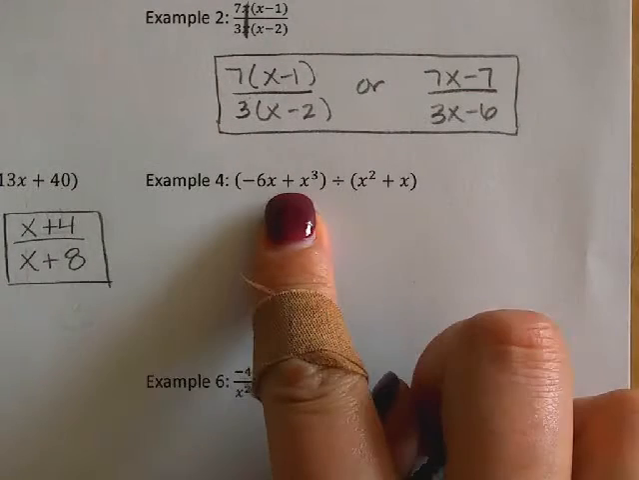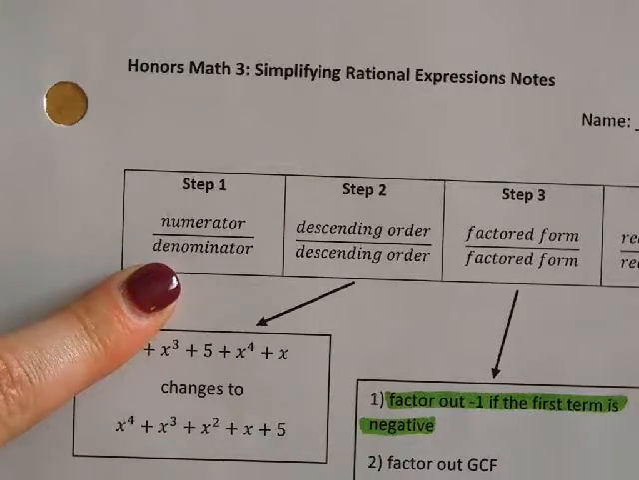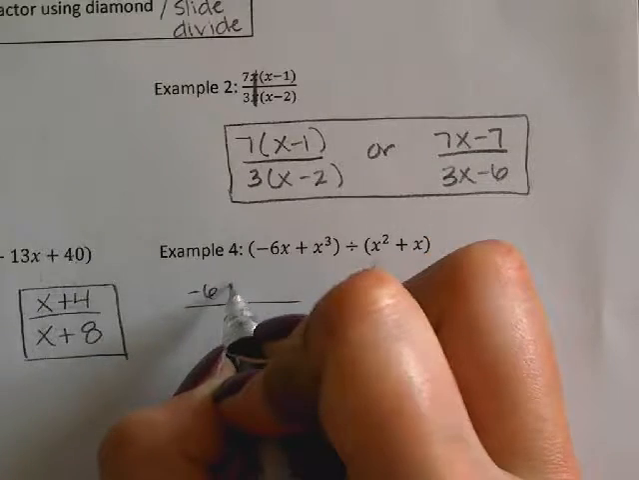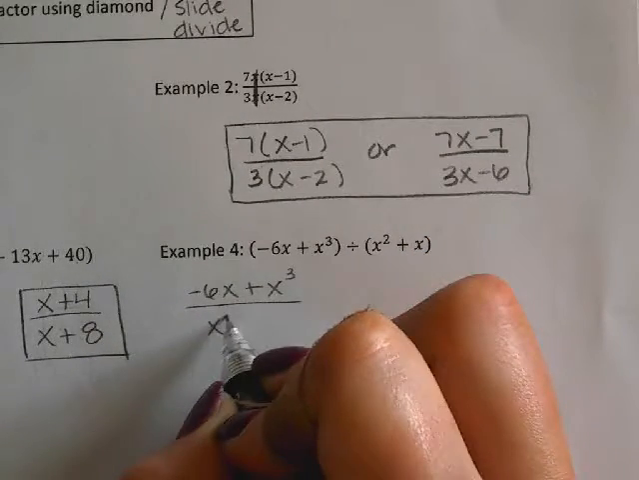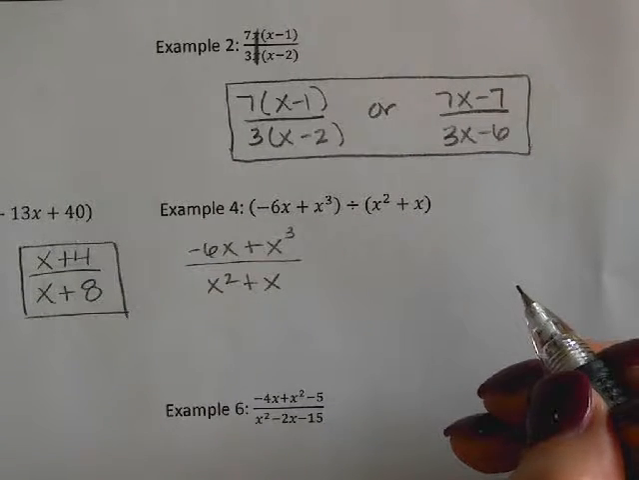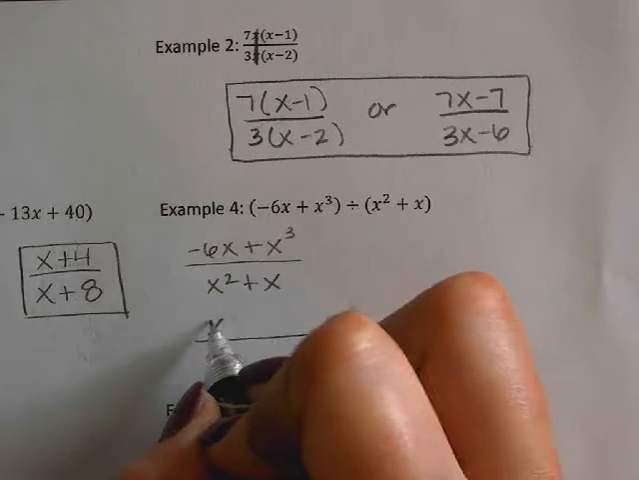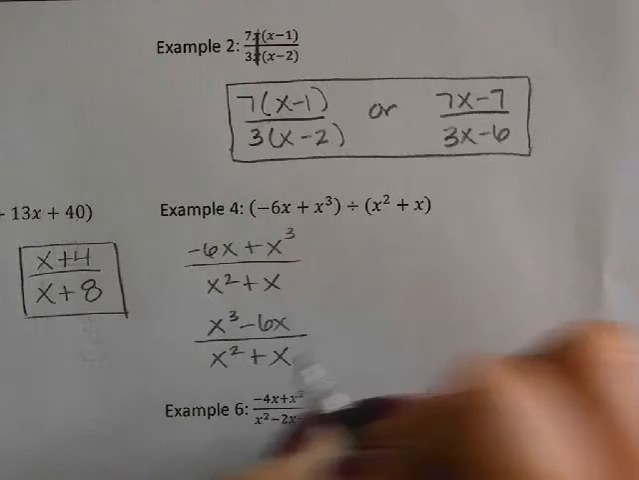So before we do anything else, what's the very first thing we do? Write it like a fraction. Okay, so I'm going to go ahead and say negative 6x plus x to the third divided by x squared plus x. Okay, what is step 2? Switch the order so it's correct. X to the third minus 6x over x squared plus x.